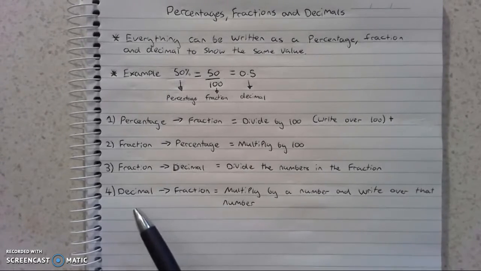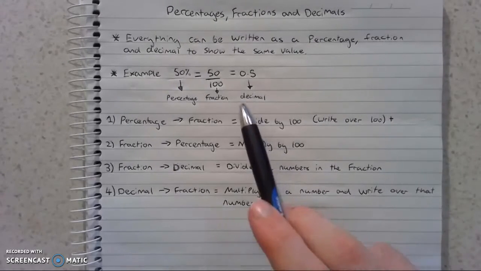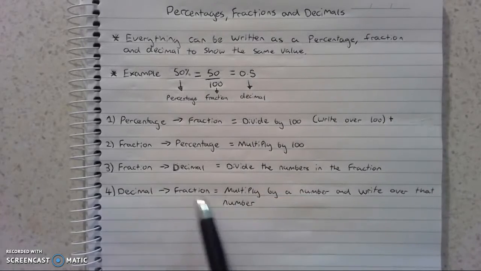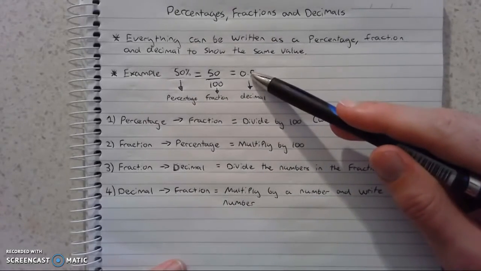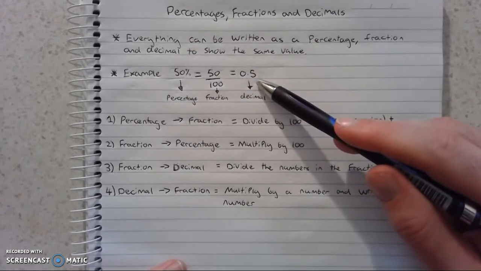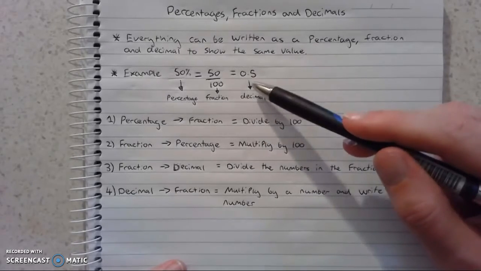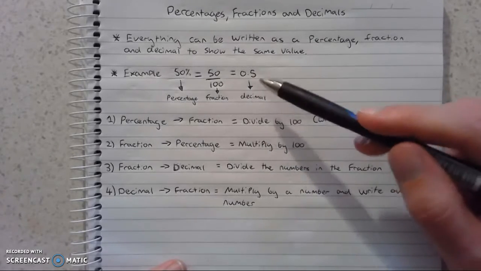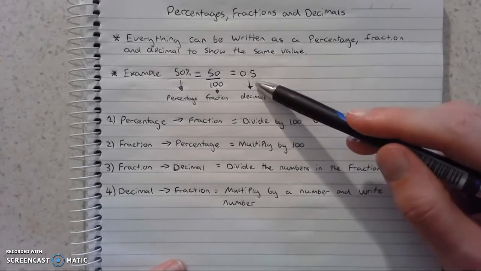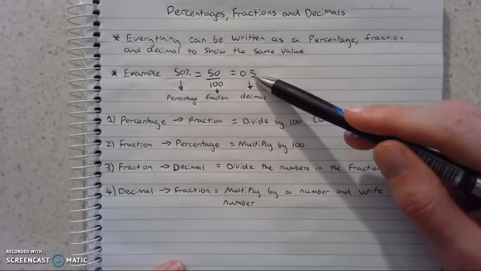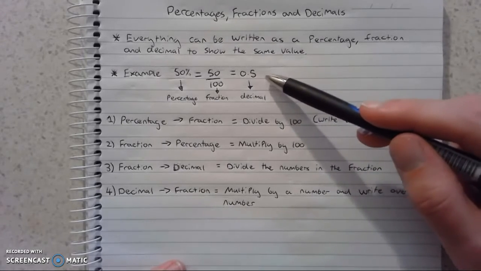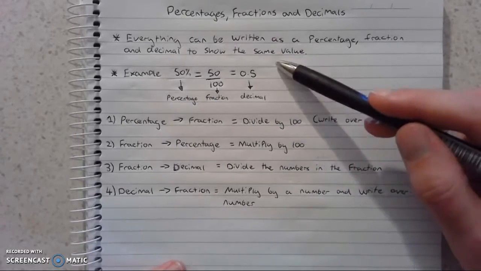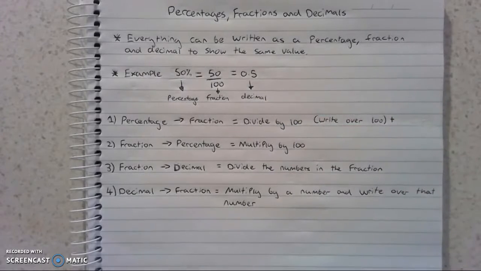To go from a decimal back to a fraction, what we have to do is pick any number, multiply your decimal by that number, and whatever number you chose to multiply it by, write it over that number. So if I chose to multiply this 0.5 by 2, 0.5 times 2 would equal 1. I'd write that over 2 because I multiplied by 2, which would be 1 over 2, which is our fraction.